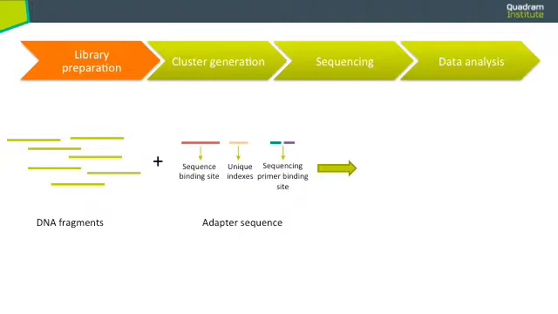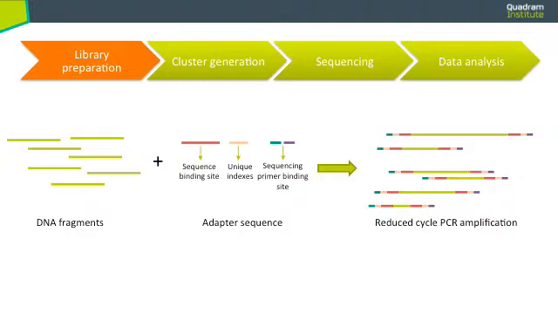So these adapter sequences are attached to your DNA fragments using a reduced cycle PCR amplification. If you see those DNA fragments, this is your DNA fragment, and these are your adapter sequences that are attached. So your indexes are in the middle. You have your sequence binding site on the side.